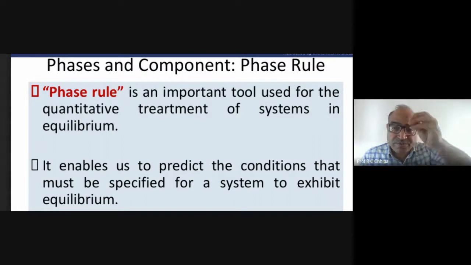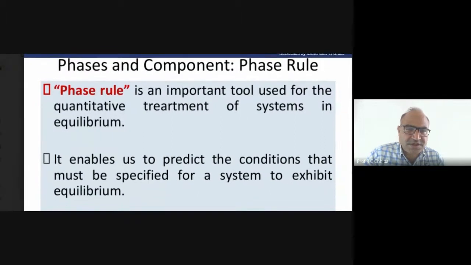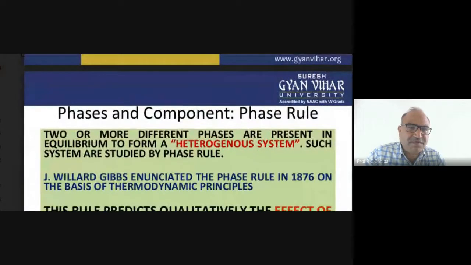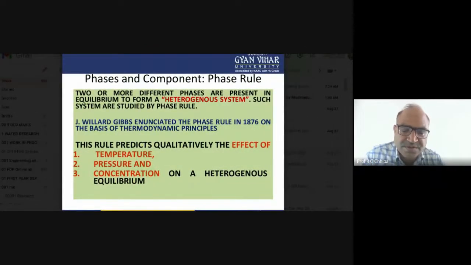In case of the robot, we want plasticity in that particular thing. So in ourselves, we have different compounds. Those are also correlated with the phase diagram. Whatever the saline water in the medical aspect, the patient is given 5% saline water. So that is a mixture, that is the aqueous solution of salt with water. So therefore, that is also correlated with the phase rule, with the heterogeneous system. This is the simple one; it enables us to predict conditions that must be specified for a system to exhibit equilibrium.